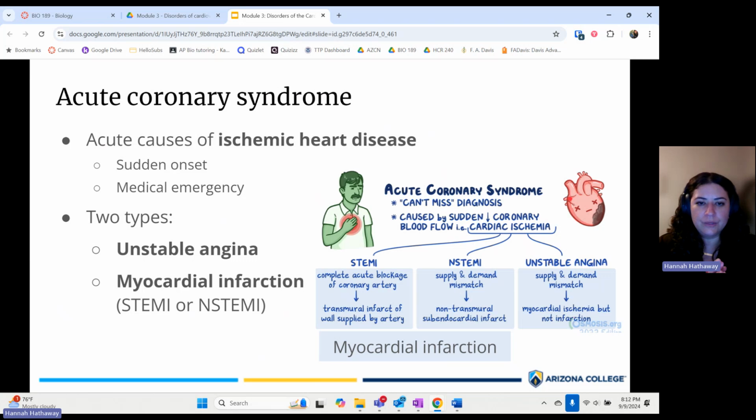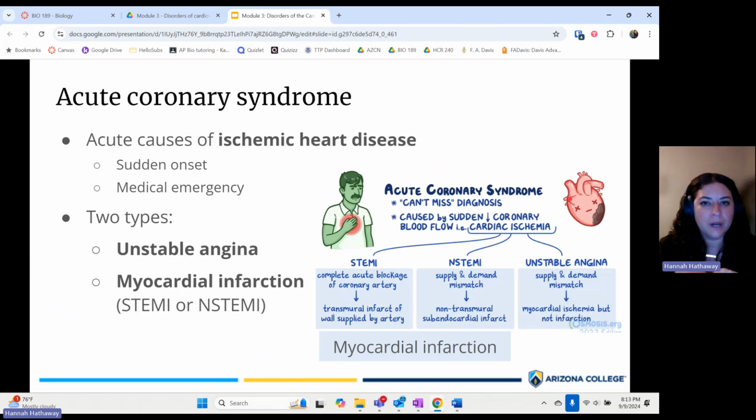So that takes us to this idea of acute coronary syndrome. Acute meaning sudden onset. So this is an acute version of ischemic heart disease. All of a sudden, you have essentially a medical emergency. Sudden onset chest pain. These are essentially the two diseases that you're learning about in this chapter. The first is unstable angina.